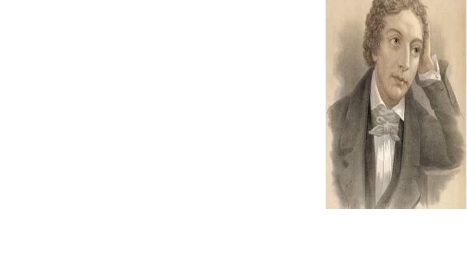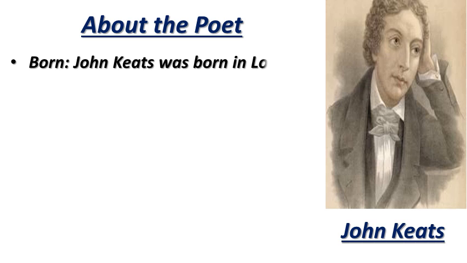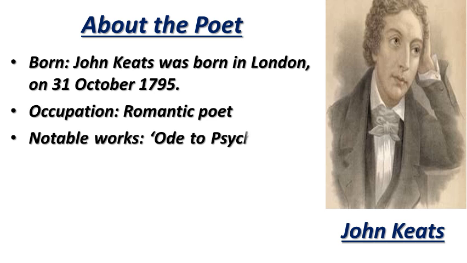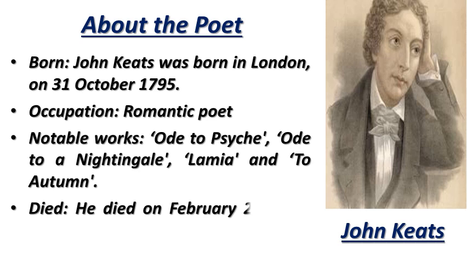Students, before we start reading the poem in detail, let me tell you about the poet first. John Keats was born in London on 31st October 1795. He was a famous romantic poet. His notable works are Ode to Psyche, Ode to a Nightingale, Lamia, and To Autumn. He died on February 23, 1821, aged 25, in Italy.